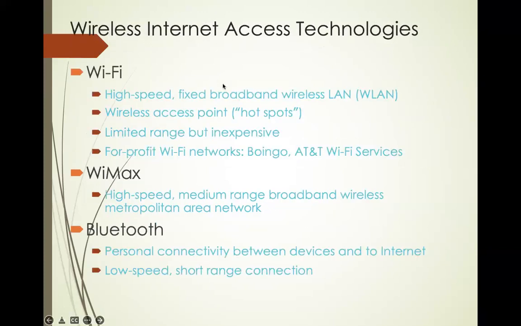The next one, we talk about the wireless internet access technology: Wi-Fi, WiMAX, Bluetooth. Wi-Fi is high speed fixed broadband wireless LAN, that is WLAN, or wireless access point or hotspots. For Wi-Fi, it has limited range, but it's inexpensive. For-profit Wi-Fi networks, in this example on the US case, are Boingo and AT&T Wi-Fi services. But in Thailand right now, we have these kinds of for-profit Wi-Fi networks as well, such as AIS, that you can see in most of the areas in the cities, through the internet.